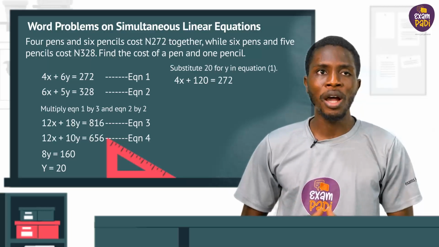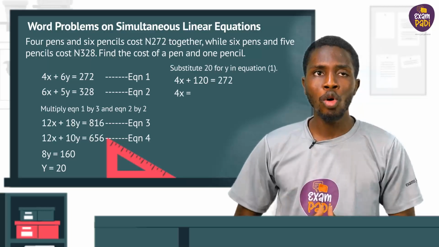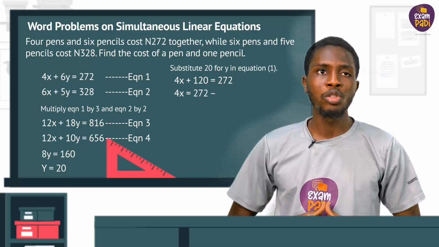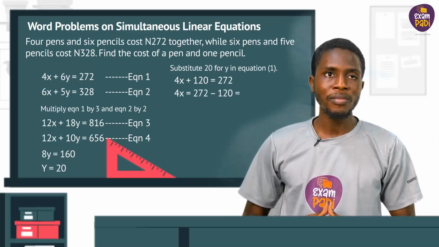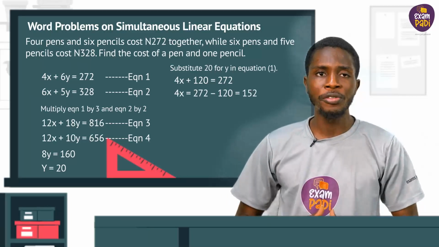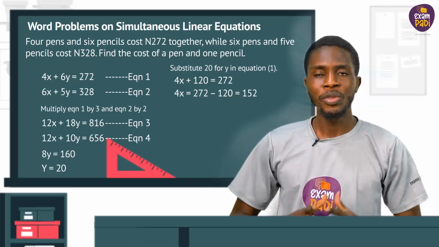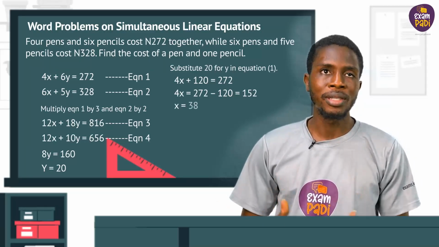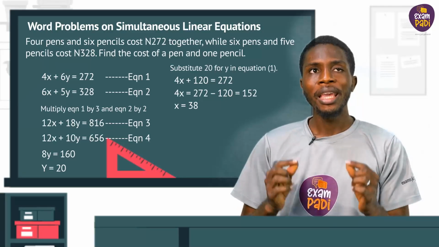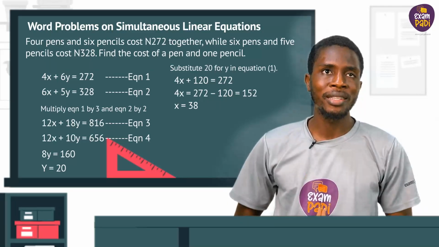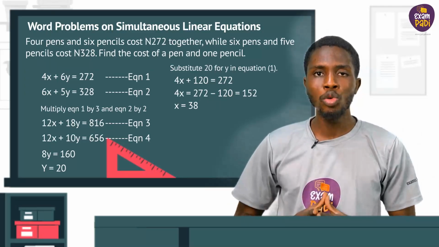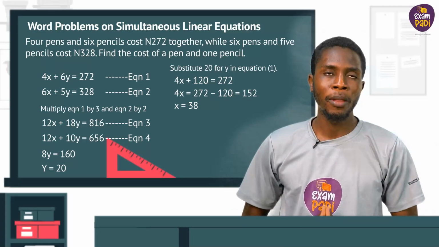Collecting like terms, we have 4x equals 272 minus 120. And this gives us 152. Divide both sides by 4. x equals 38. Thus, a pen costs 38 naira and a pencil costs 20 naira.